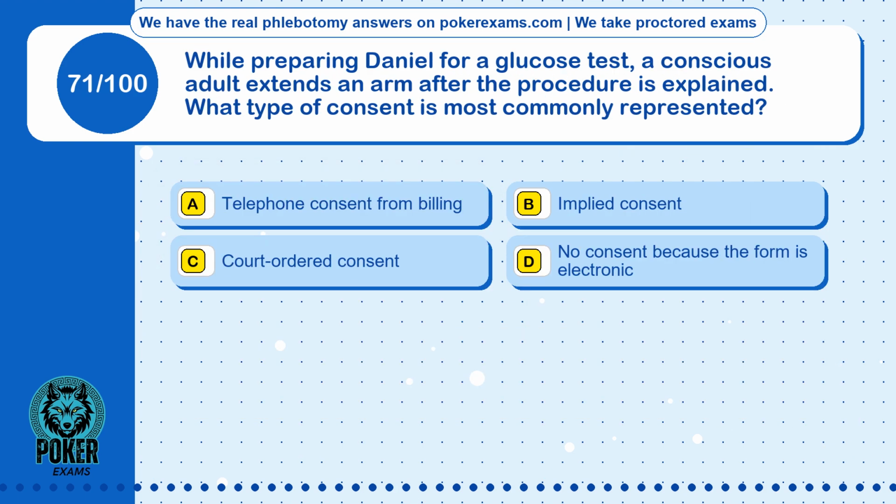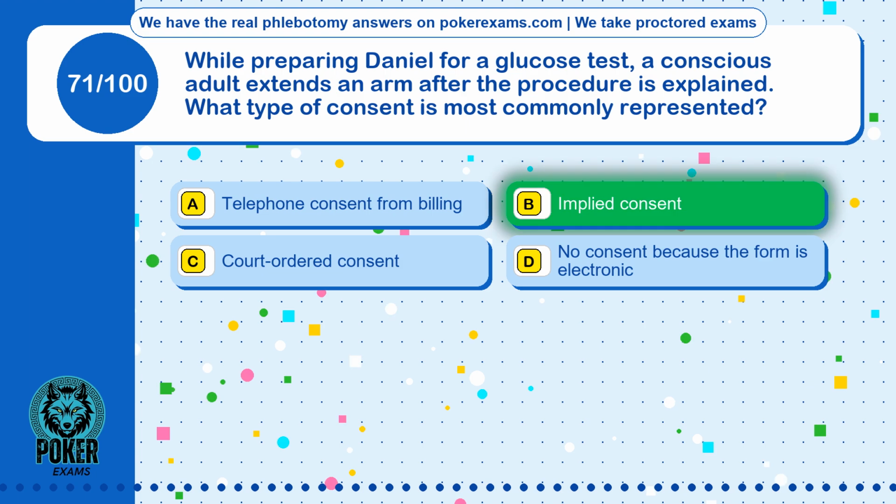Question 71. While preparing Daniel for a glucose test, a conscious adult extends an arm after the procedure is explained. What type of consent is most commonly represented? Option A, telephone consent from billing. Option B, implied consent. Option C, court-ordered consent. Option D, no consent because the form is electronic.